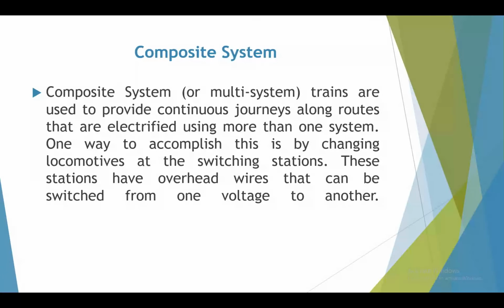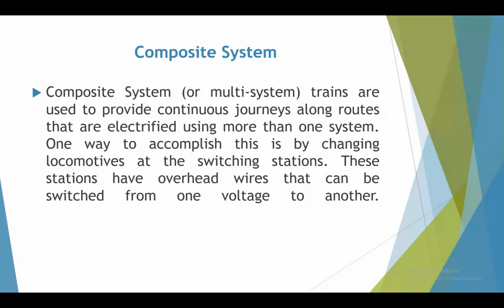Now the composite system or multi-system, as the name suggests. In this system, trains are used to provide continuous journeys along routes that are electrified using more than one system. It may be single phase or three phase, or even sometimes DC.